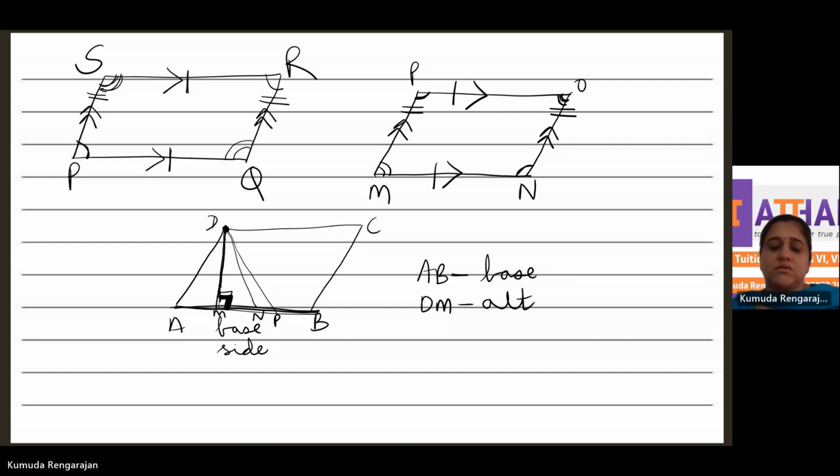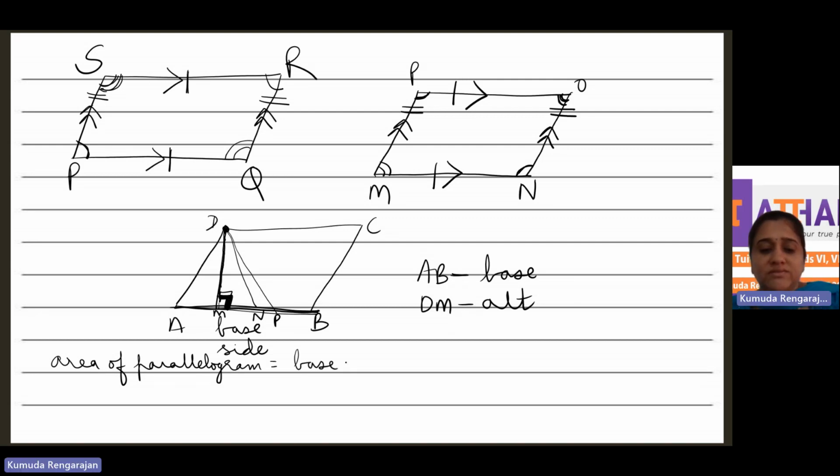All right. So which is the altitude? The line segment which makes 90 degrees with the base. Okay, fine. Now the formula to find the area of a parallelogram. So area of parallelogram is equal to base into corresponding altitude. I'll write only altitude here, but it is base into corresponding altitude. When we work numerical questions, you will understand better.